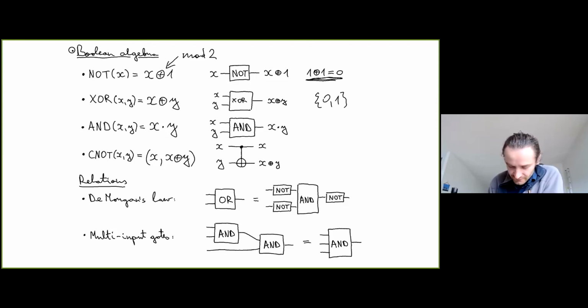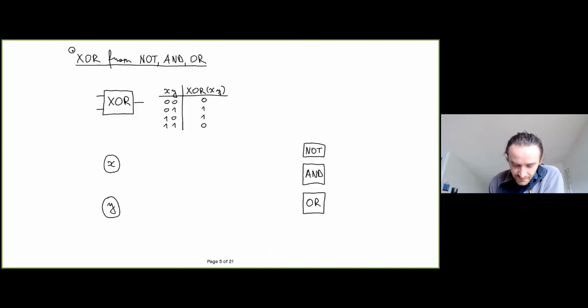So that's kind of an interesting question to ask. So let's see, for example, how we can get rid of this XOR gate. How can we implement it using these other gates? And this is going to be the general recipe that we can use for implementing basically any Boolean function.